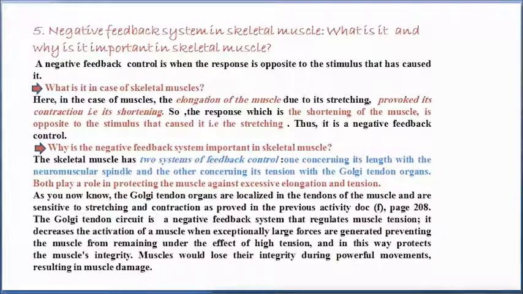As you know, the Golgi tendon organs are found in the tendon of the muscle, and as we have proved in the previous session, they are sensitive to stretching and to contraction. Now, the Golgi tendon circuit is a negative feedback system. Its role is to regulate the muscle tension. How does it regulate the muscle tension?